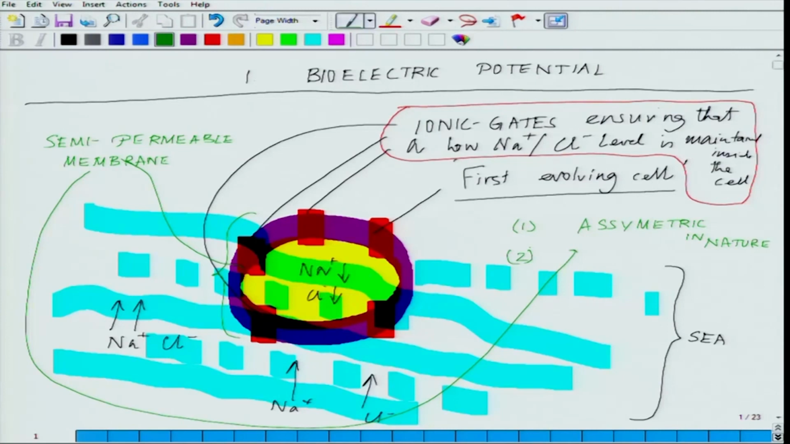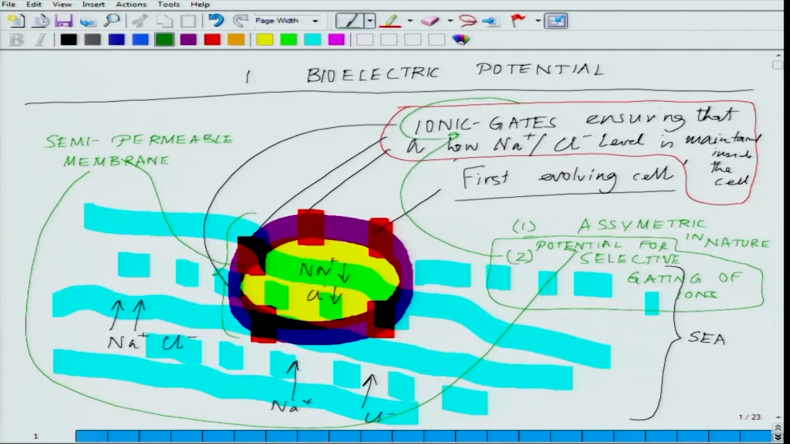Then they have the potential for selective gating of ions, which is regulated by these ionic gates, which in the modern world we call ion channels. That will be our next topic. And it has a semi-permeable membrane.